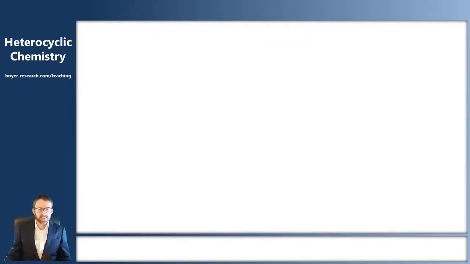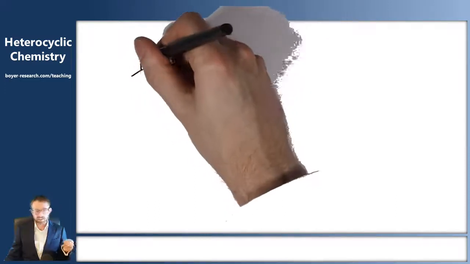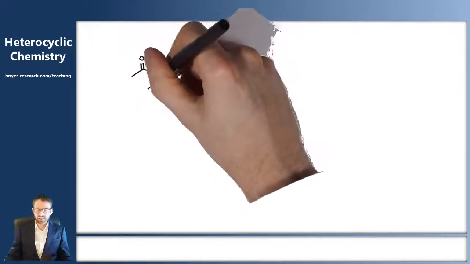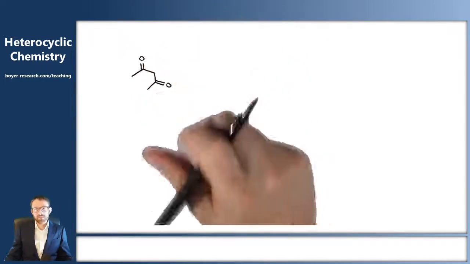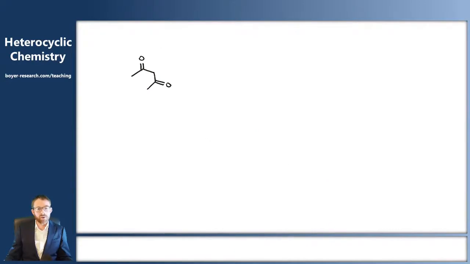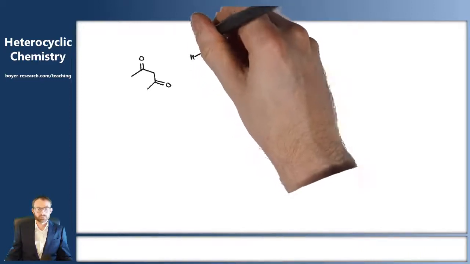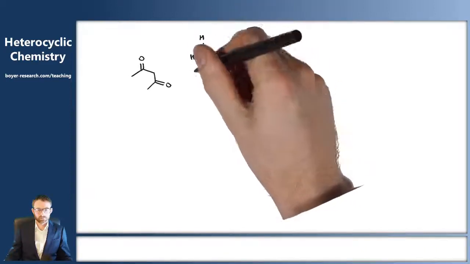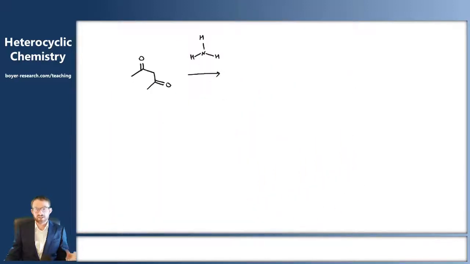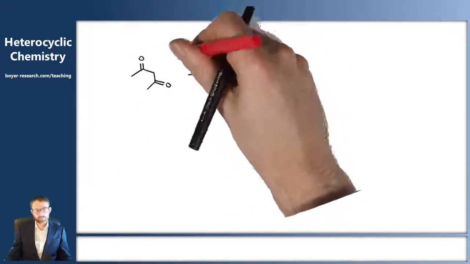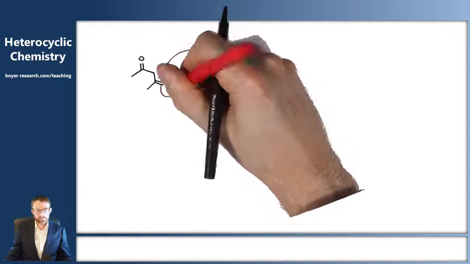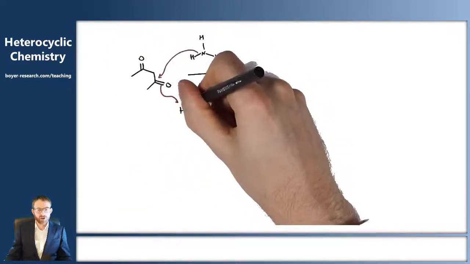In the second step, which is happening at the same time as the first step, our 1,3-dicarbonyl species reacts this time with ammonia. Our nucleophilic nitrogen attacks the electrophilic carbonyl to make a new nitrogen-carbon bond.